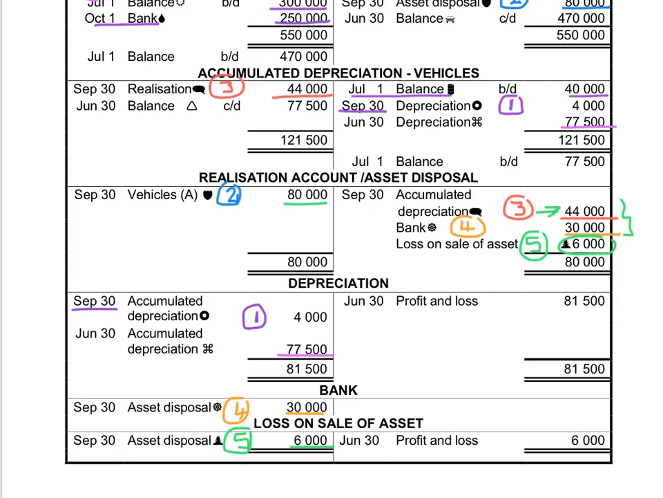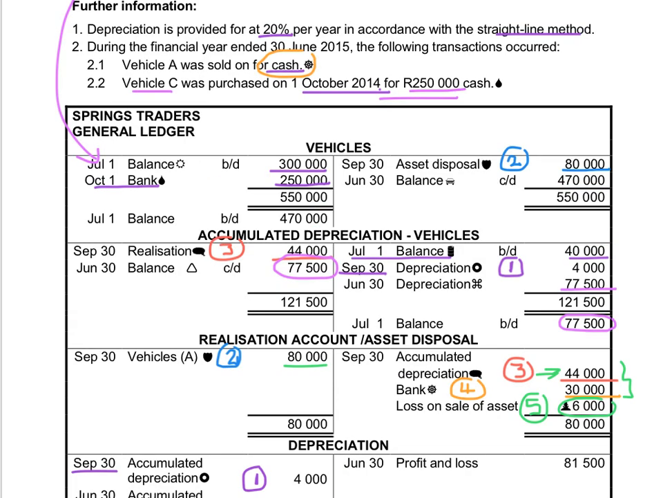Because the only asset that we had until the end of the previous year was the vehicle A that was sold, it means that our closing balance for accumulated depreciation in this exercise will be 77,500. Normally you will have to add up the credit side, subtract the debit side to work out what is the balance. The vehicles account added up on the debit side as 550, less the 80 will give me a balance of 470 that will be brought down to the next financial year.